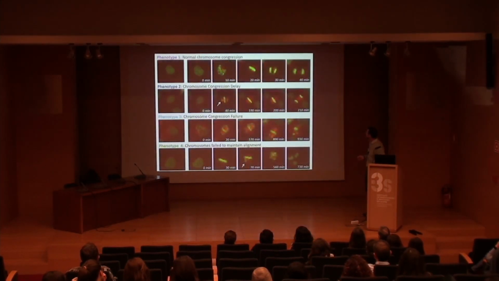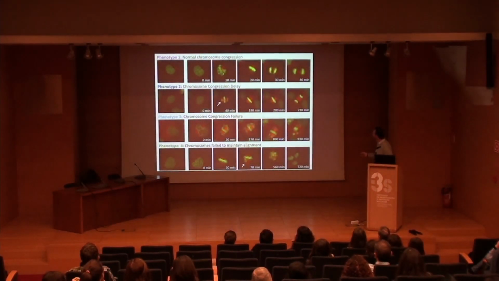And again, just to give you examples, I hope the contrast is good enough. So this is no phenotype, so normal cell, no problem in congression. They go from chaos to order, and then the sisters separate, end up in daughter cells. Phenotype 2, you end up with a few chromosomes that are misaligned, but after a delay, they ultimately make it to the equator and then they divide happily.